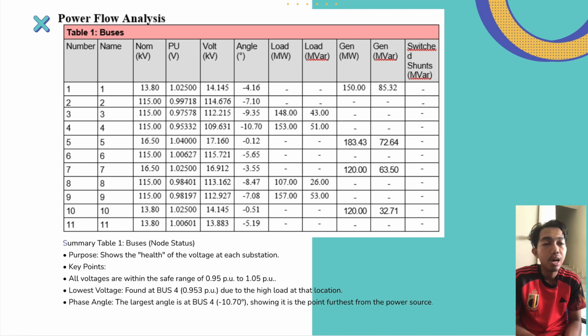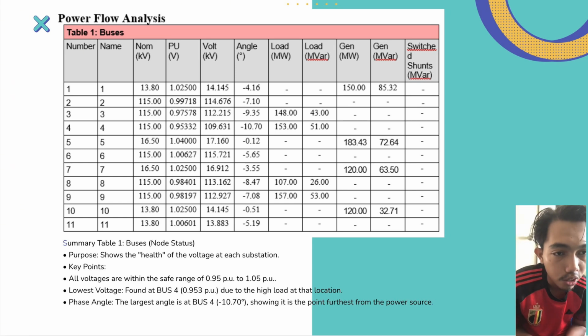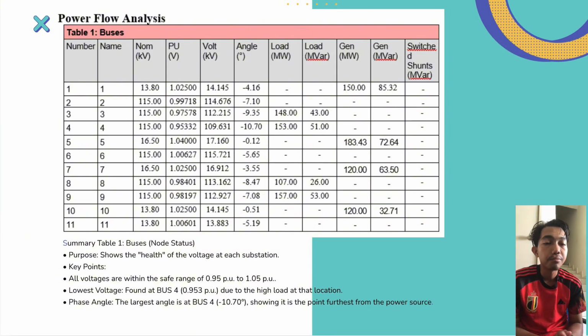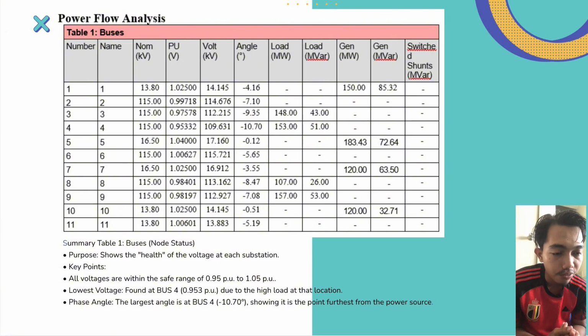Today, I would like to talk about power flow analysis. Summary table 1. Table 1 represents the bus node status. The purpose is to show the health of voltage at each substation. The key point is all voltages are within the safe range of 0.95 per unit to 1.05 per unit.